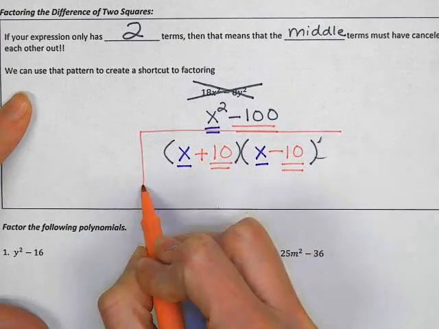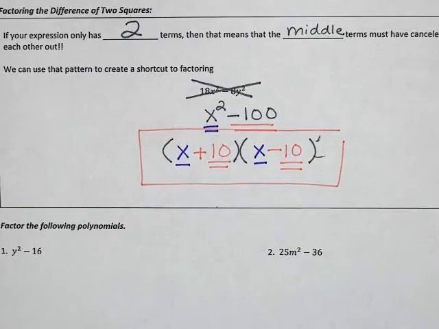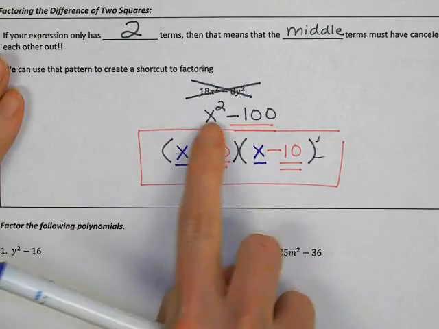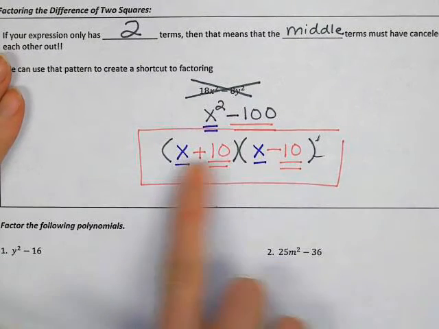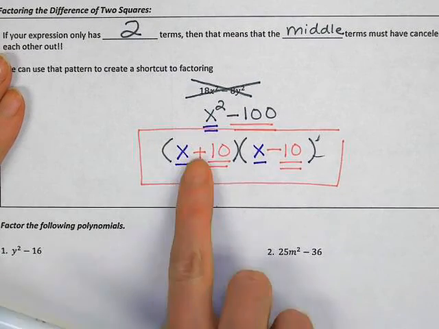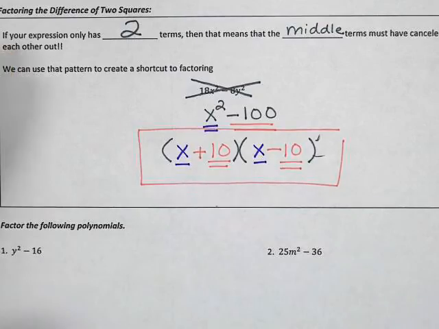That is today's pattern. It's called the difference of 2 perfect squares. If this is a perfect square and this is a perfect square, then this is your pattern. One's plus and one's minus.